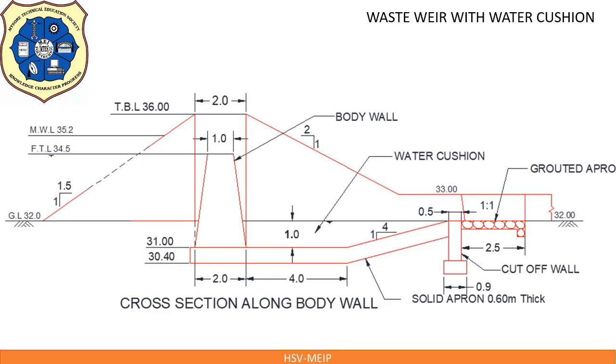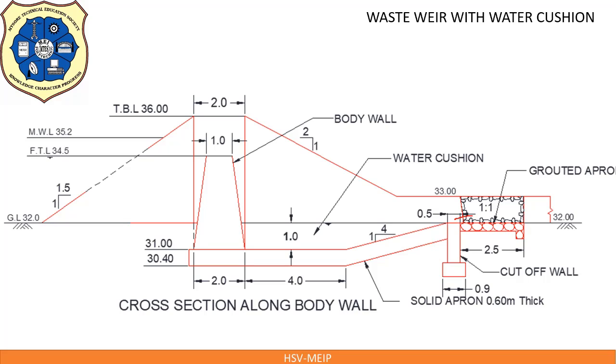Show 1:1 side slopes of guide bund on sides of downstream stream flow, which can be assumed. This is actually guide bund, guide banks. That is in the form of a bund, which will allow the stream to flow in proper direction. That you can assume. Show rough stone pitching. This is rough stone pitching for side slopes.